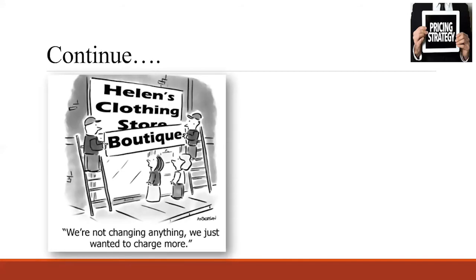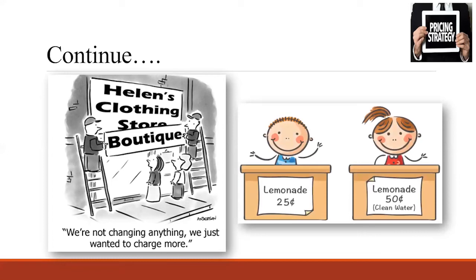Just to give you another example, the name of a particular store will make its pricing differ. If the store is named Helen's clothing store, the pricing might be the least or cheaper. If at the same time Helen clothing boutique is the name of the outlet, the pricing might rise. Similarly, a lemonade costing 25 is a normal lemonade, whereas a lemonade at 50 is clean water lemonade. Hence, people will prefer the clean water lemonade. Why? Because the perception of the customers is changed.